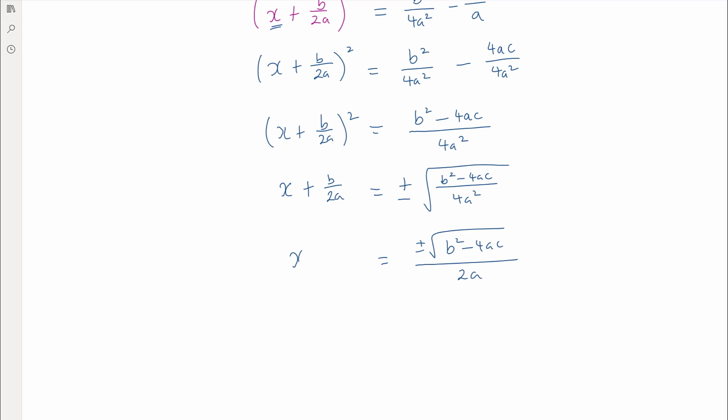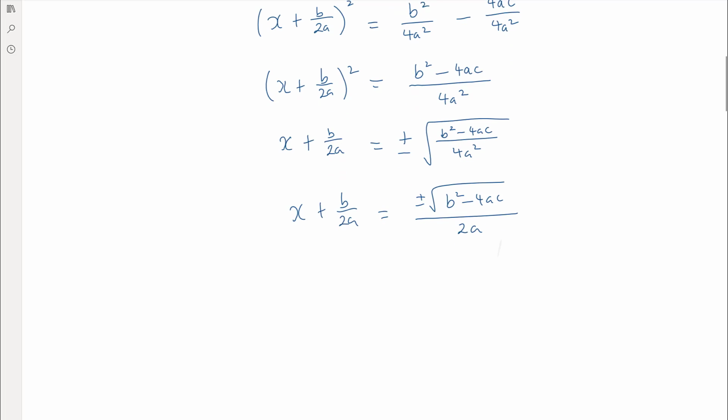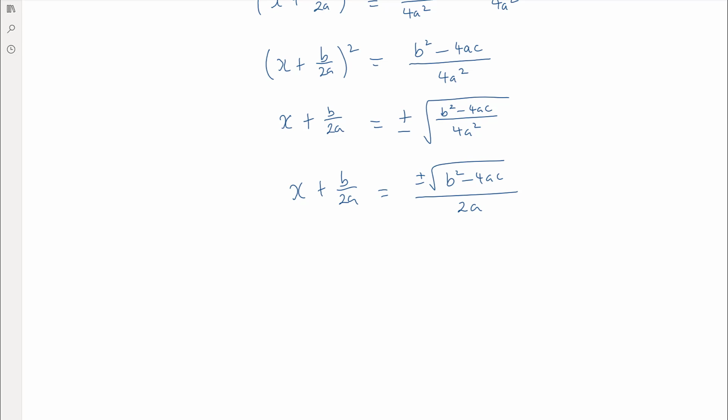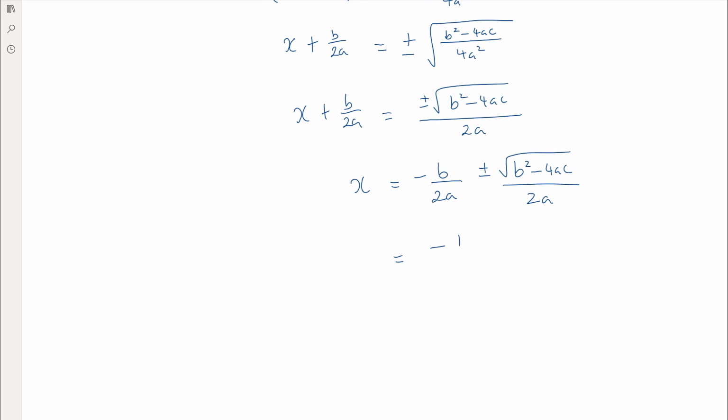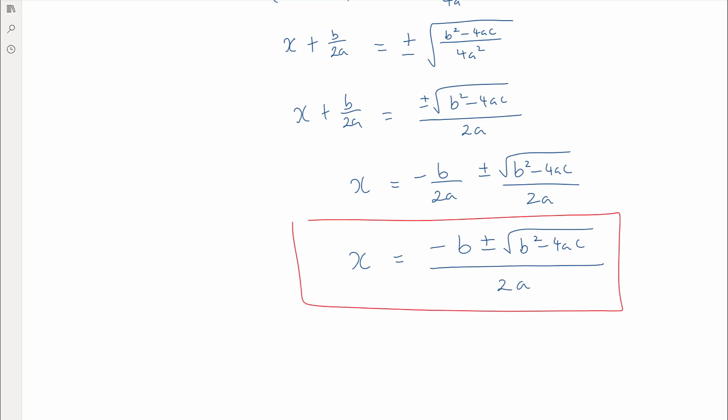Okay, so now we've got x plus b over 2a equals positive or negative square root of b squared minus 4ac all over 2a. And then lastly, to get x on its own, subtract b over 2a. And remember, I usually write that in front of the square root just to avoid any ambiguity about where it goes. And we've got a nice common denominator here, so we find that x is negative b plus or minus square root of b squared minus 4ac all over 2a. And there we have our quadratic formula. That is the solution or the solutions to the equation ax squared plus bx plus c equals 0.